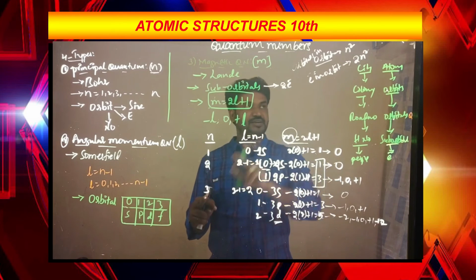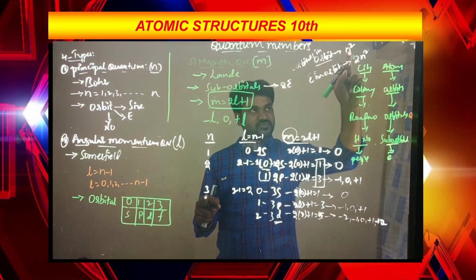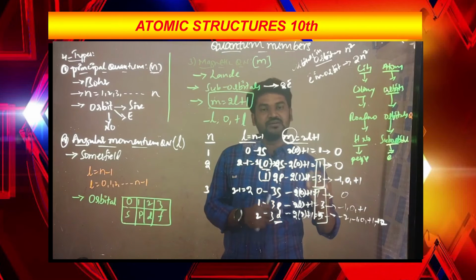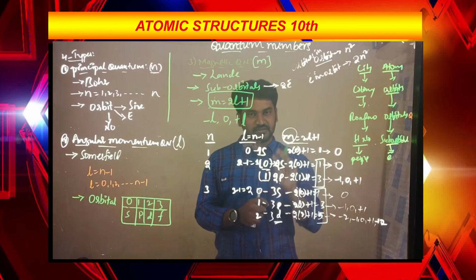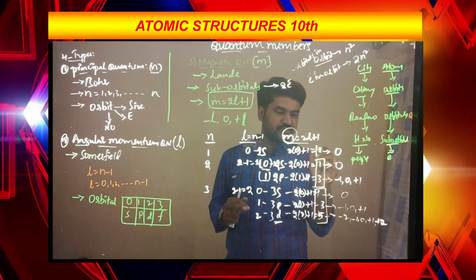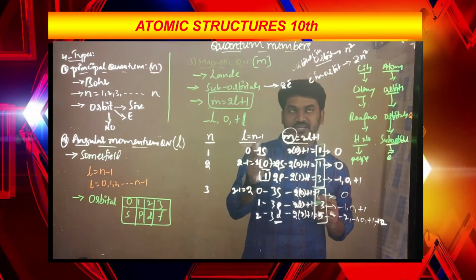Right. Next, third. 3 square means 9. You count here. 1 plus 3, 4. 4 plus 5, 9. 9 suborbitals. Right? Now again, first orbit means 1 square. 1 square means only 1 is there. And these are the orbitals.